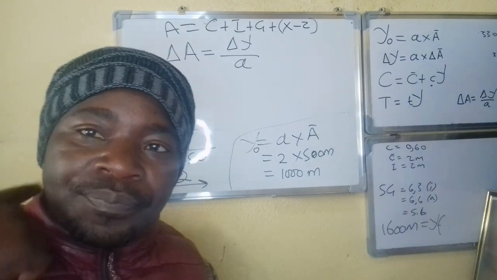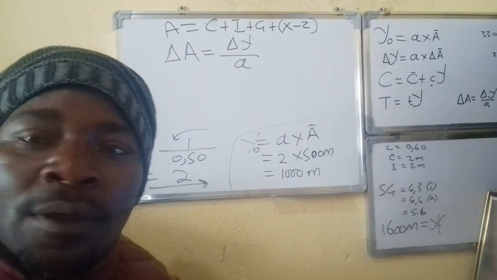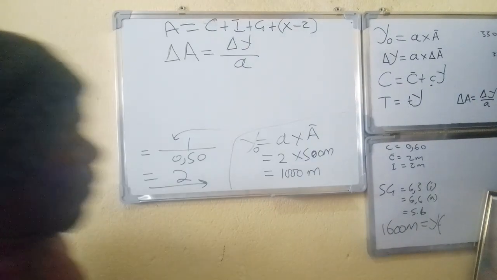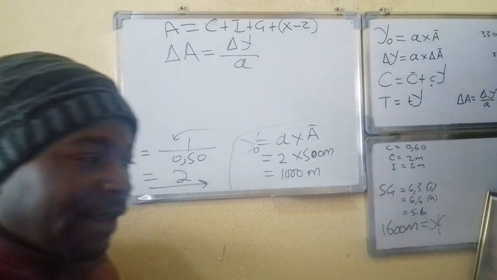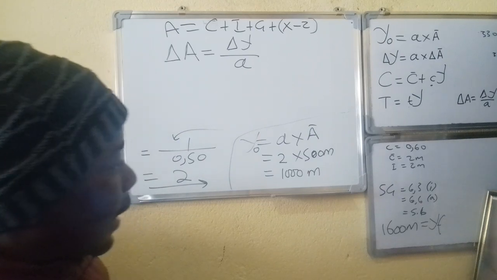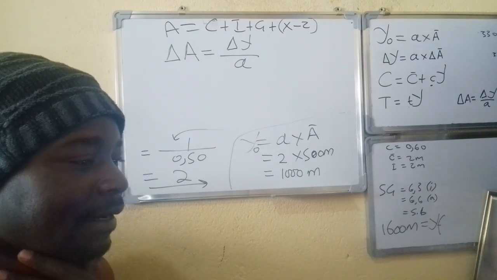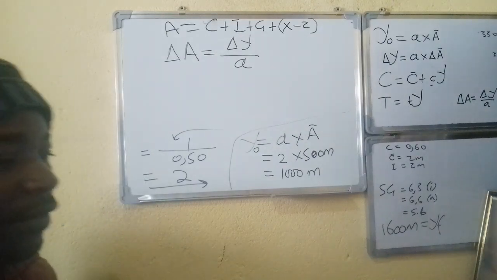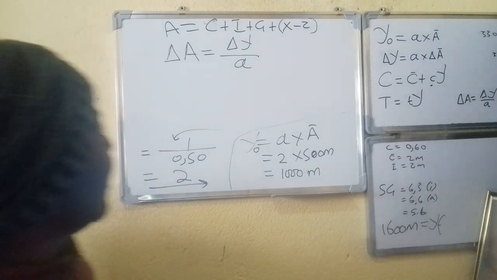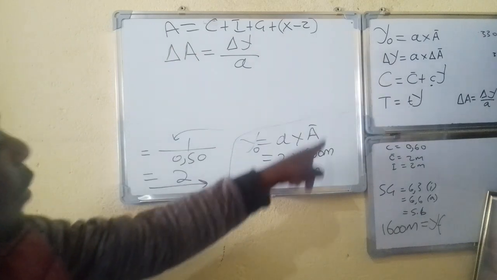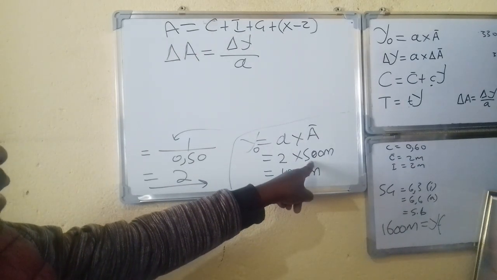Okay, welcome. All right. Our final calculations here were based in the study guide, activity 6.6a, and we're supposed to calculate the autonomous spending, which we did, and we found that it's 500 million.